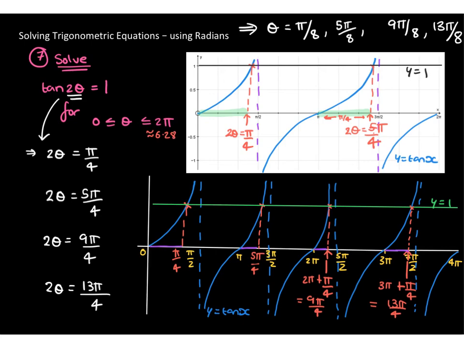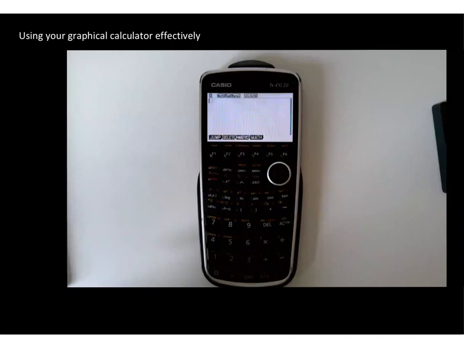If we were to work out another angle, this would be the next one, which goes after 4 pi, then that's going to be a value that when we divide it by 2 is going to give us an answer that's bigger than 2 pi, so we'll end up being out of range. So always check whether your answers are within the correct range. So we're going to finish off by just having a quick look at how we can use our graphical calculator effectively to help us solve equations and also to help us check our answers are correct.